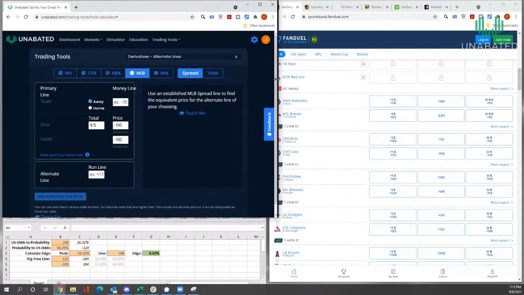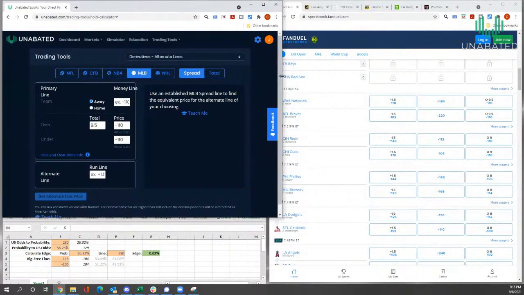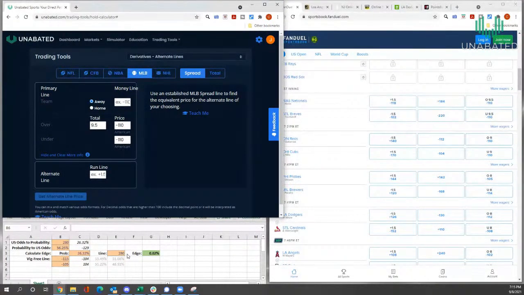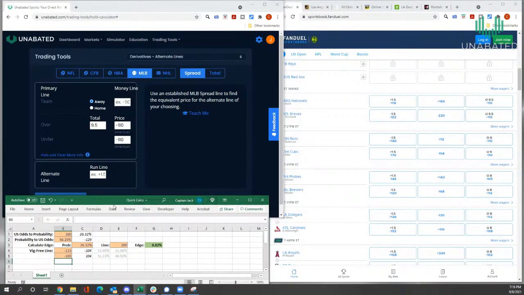So the first thing we want to do, just trying to rearrange these to be a little more friendly on the screen, is find the VIG-free price of that game. Down here in this spreadsheet, I've put together some quick calcs that we might use tonight on our broadcast. And one of them is calculating the VIG-free line. So -130 plus +110 is -119 as the VIG-free line.